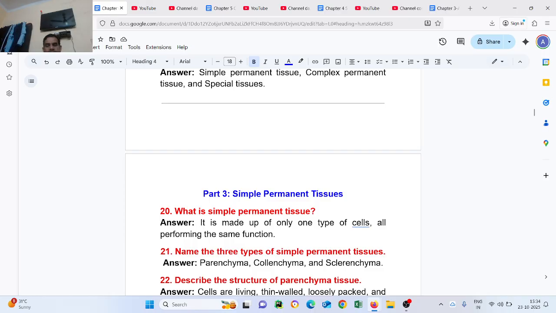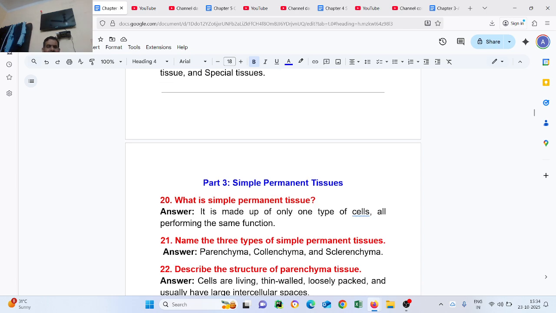It is made up of only one type of cell, all performing the same function. Question number 20. Part 3, simple permanent tissue. What is the simple permanent tissue? Answer: it is made up of only one type of cell, all performing the same function.